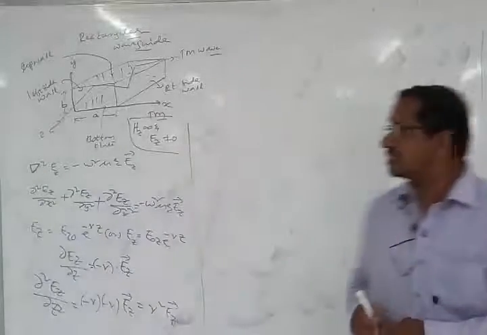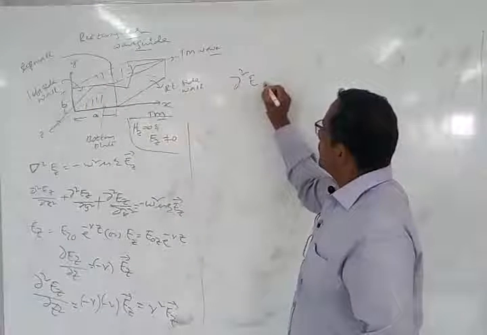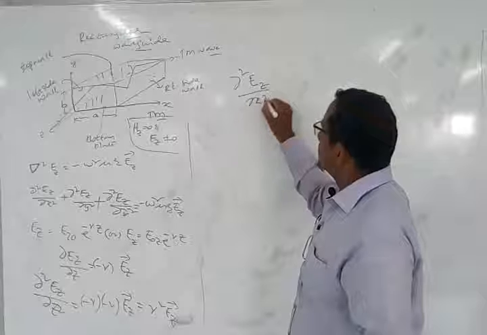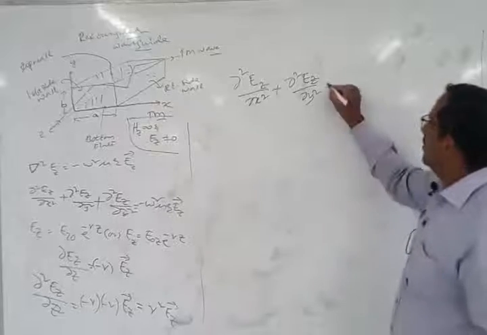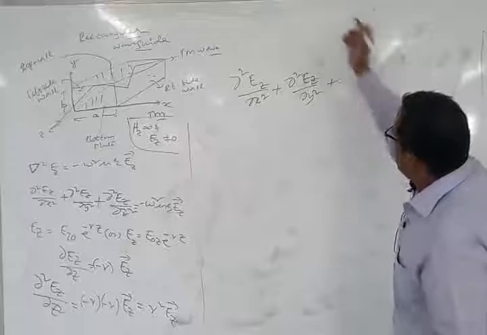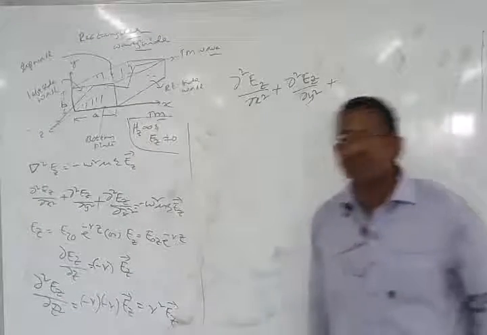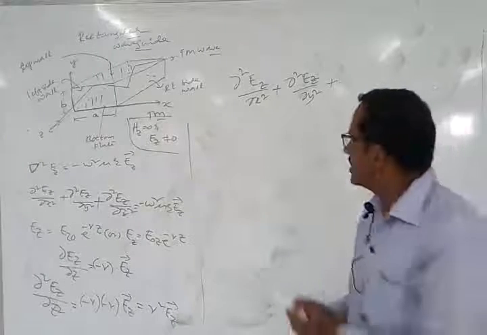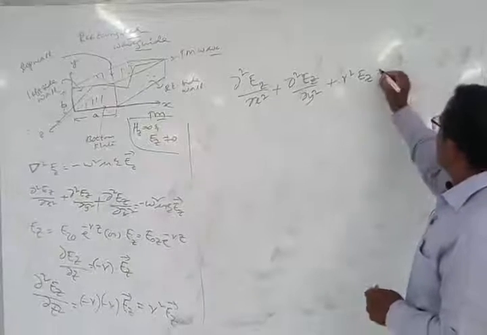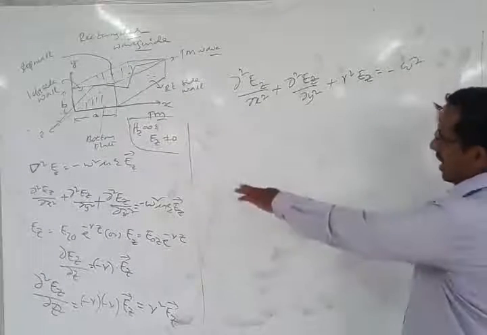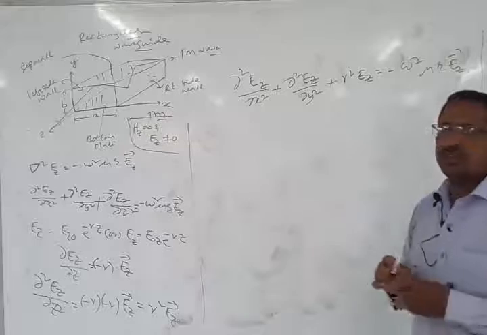Now let us substitute this equation in the above wave equation. So what is the wave equation I have now? Dou square Ez by dou x square plus dou square Ez by dou y square plus, for dou square Ez by dou z square, which is equal to gamma square Ez, we will write gamma square Ez. That is equal to minus omega square mu epsilon into Ez, the right hand side as it is. So that is the equation I can have.